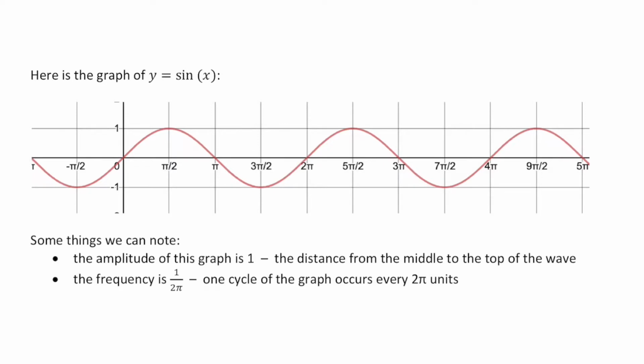Some things we can note. The amplitude of this graph is 1. The distance from the middle to the top of the wave is 1 unit. You can see that by looking at the middle of the graph and just going up to the top and seeing that that's 1 unit. The frequency is 1 over 2 pi. What this means is that one cycle of the graph occurs every 2 pi units. If we start here and follow the curve, we'll see that it ends after 2 pi units has gone by.